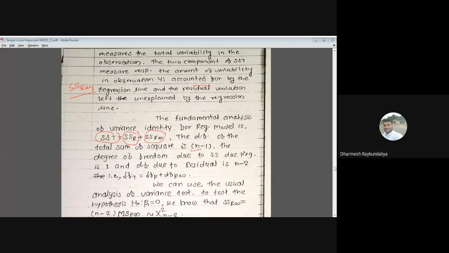How many parameters do you have to independently estimate in the regression line? We have to only estimate beta 1. So the degree of freedom of the sum of square due to regression is 1. So what is the degree of freedom of the errors? It is n minus 1 minus 1, because the degree of freedom of SS residual is nothing but the total degree of freedom minus the degree of freedom due to regression. It is n minus 2.